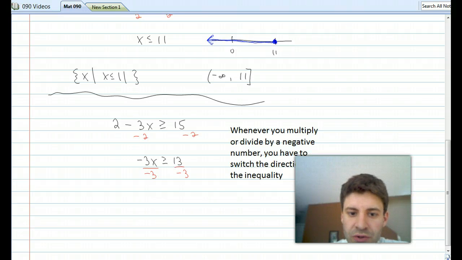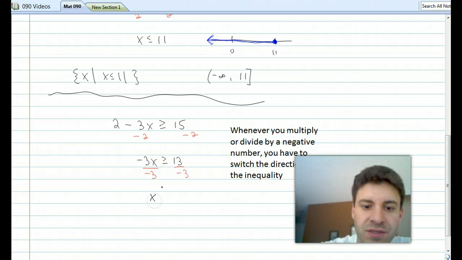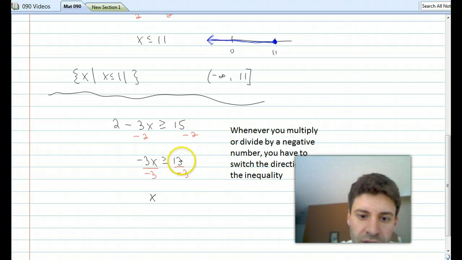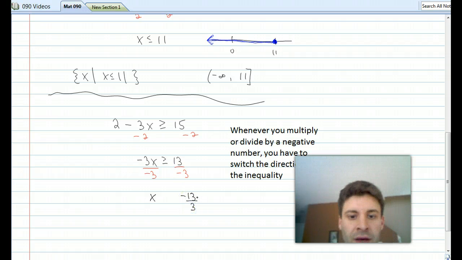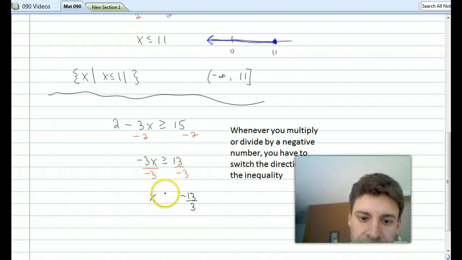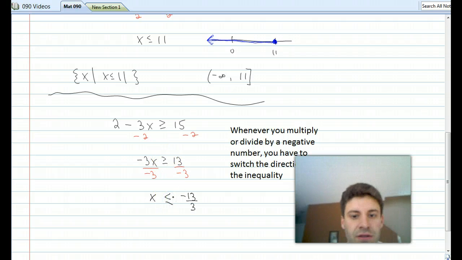So in this problem that we're doing right here, we just wanted to divide by a negative 3, which is fine. We're left with an x by itself on the left side of the equation. On the right, we have 13 divided by negative 3, which doesn't reduce, so you have negative 13 thirds. But we divided by a negative number, so instead of a greater than or equal sign, we now have a less than or equal sign. And that's going to be our solution.